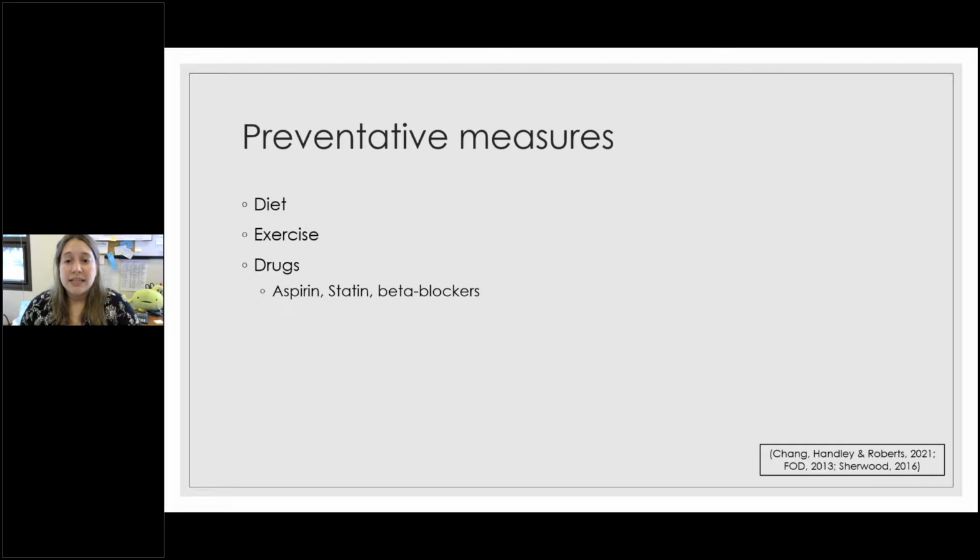Based off our genetics and the pooled cohort equation, drugs may be used on a case-by-case basis, including statin drugs to reduce cholesterol, beta blockers to reduce adrenaline on the heart, or ACE inhibitors to decrease blood pressure.